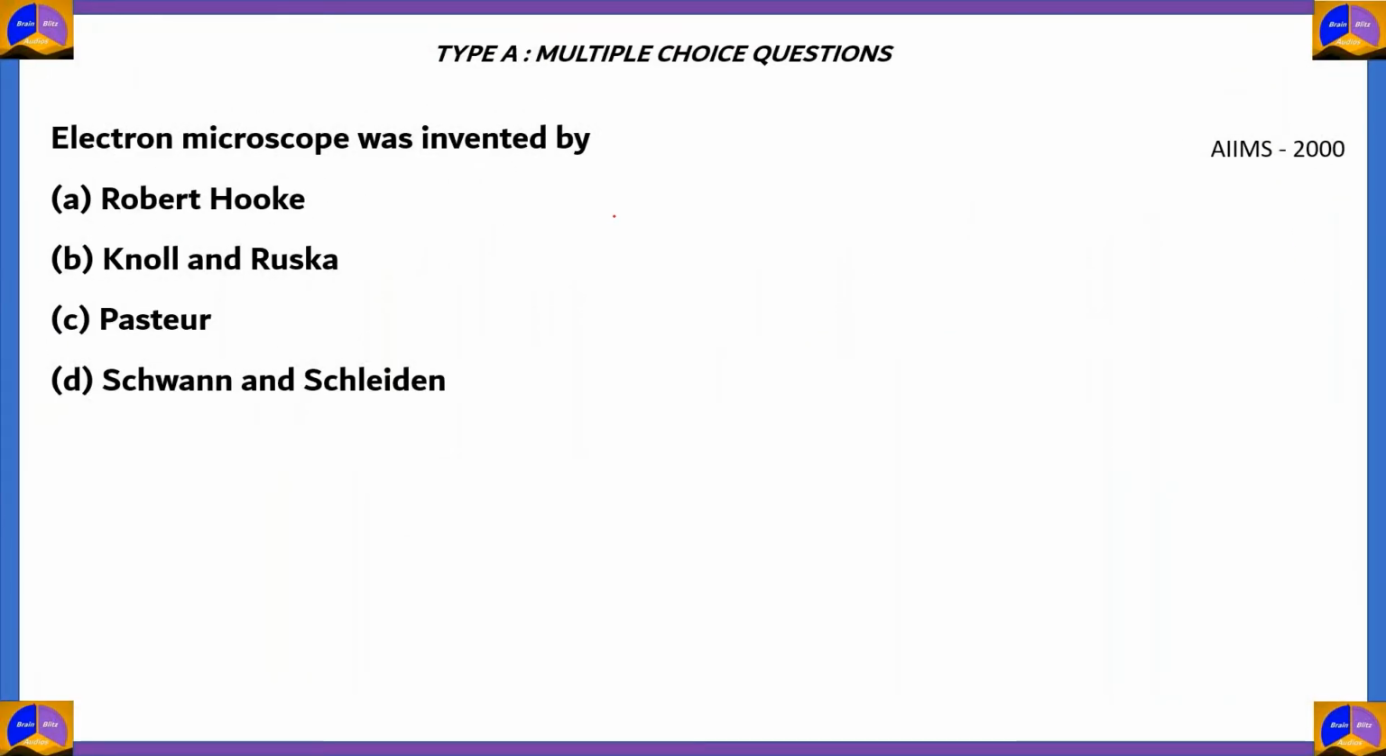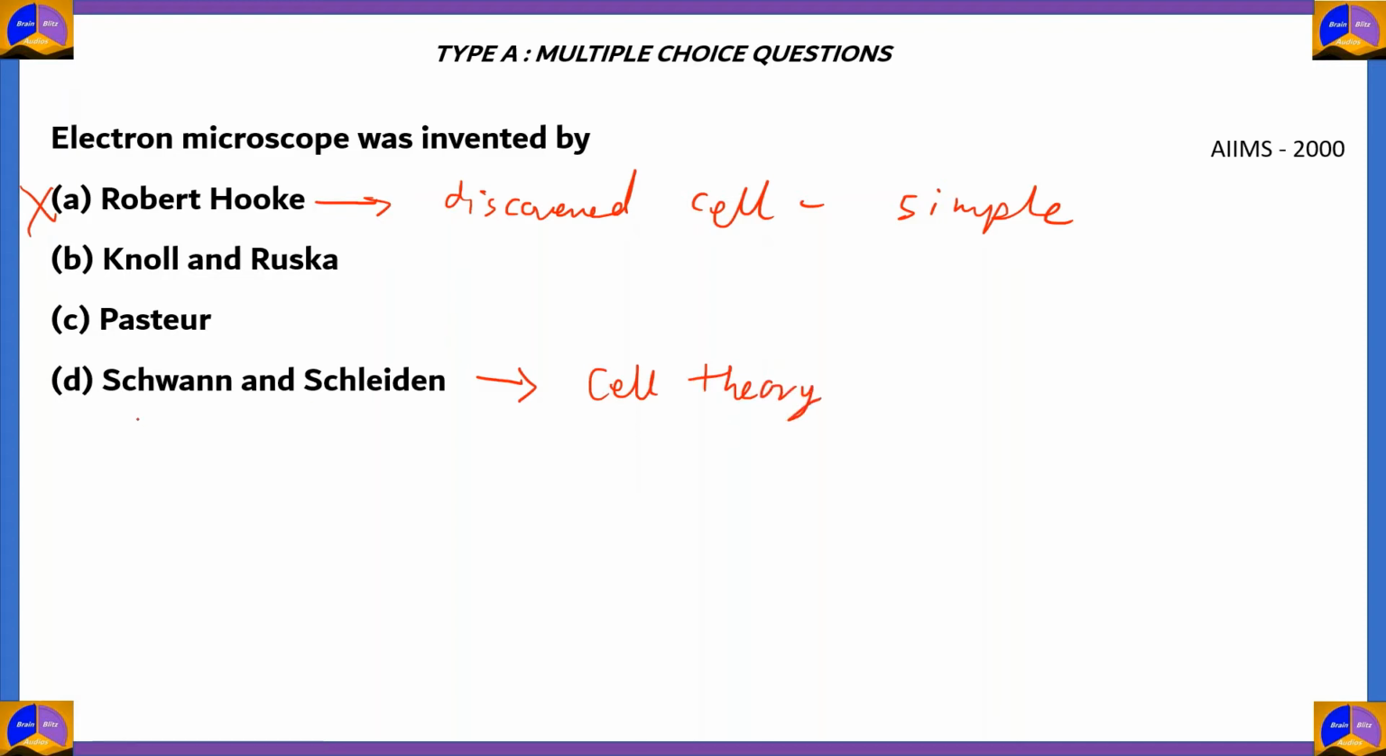Our next question. The electron microscope was invented by A. Robert Hooke, B. Knoll and Ruska, C. Pasteur, D. Schwann and Schleiden. Option A, Robert Hooke. He discovered the cell using a simple microscope. So option A is incorrect. What about option D, Schwann and Schleiden? They are famous for discovering the cell theory. They proposed the cell theory, and they have no role in inventing the electron microscope. So option D is incorrect.